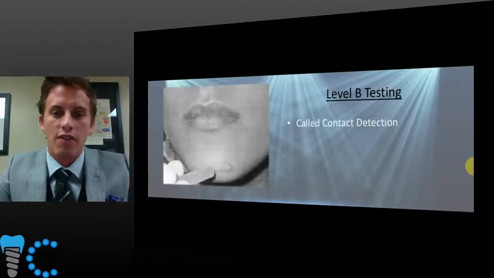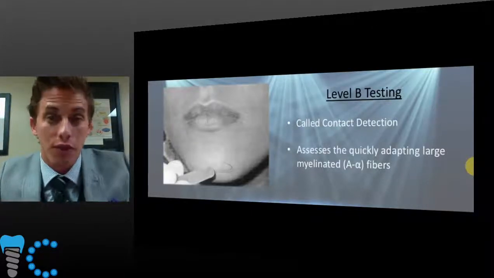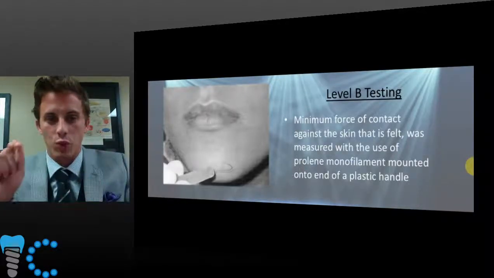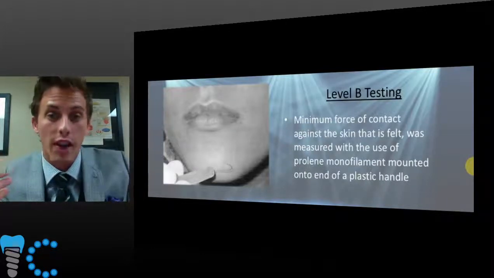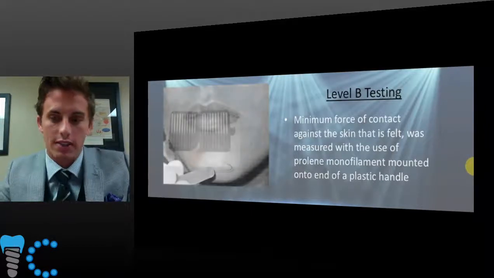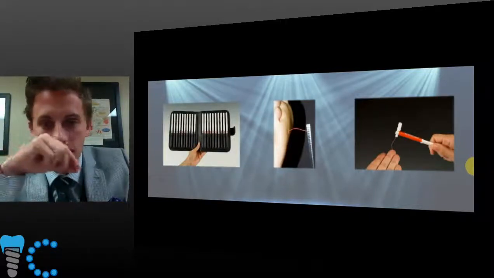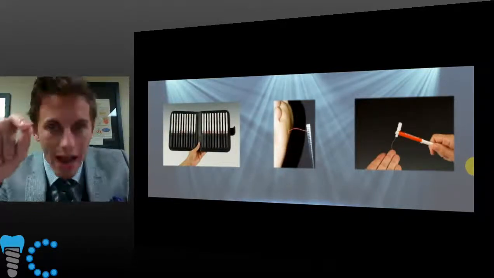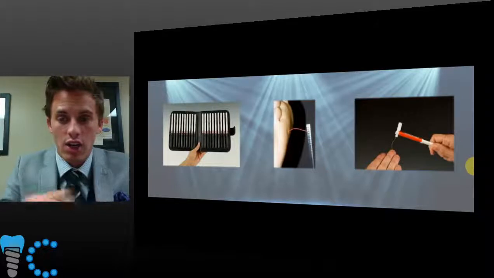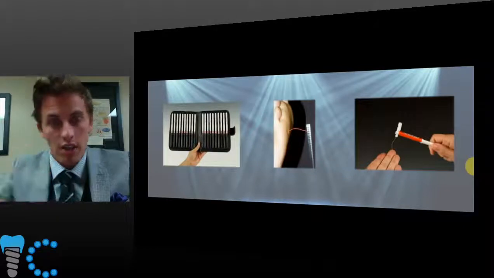Level B testing is called a contact detection test. We're trying to test another type of fiber. So basically we have these plastic ends with what looks like a thickened horsehair that will bend on a certain force contact. Each thickness of this filament will bend on a certain force, and you just lightly touch these areas with the patient's eyes closed, and then it correlates to a certain thickness of the fiber and the force.